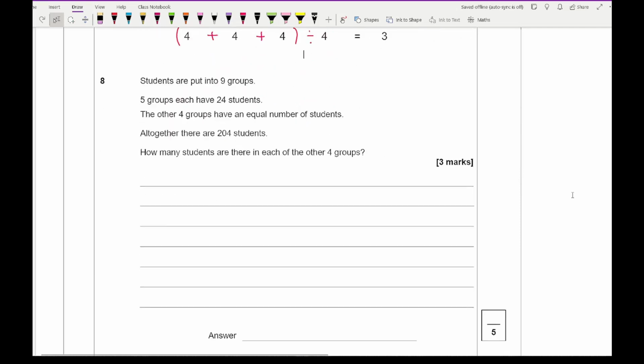Moving on to question 8, it says students are put into 9 groups. 5 groups each have 24 students, and the other 4 groups have an equal number of students. Altogether there are 204 students. How many students are there in each of the 4 groups?